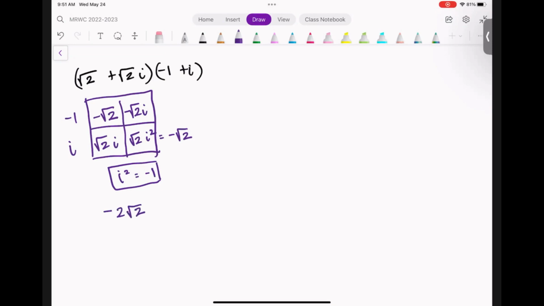Root 2i minus root 2i, these guys go away. Boom, boom. Okay, they zeroed themselves out. So now this is in Cartesian form. If you want, you can write plus 0i as a reminder to yourself, but you don't have to. So here is Cartesian form. And now you would convert this to polar form. So polar form looks like this.